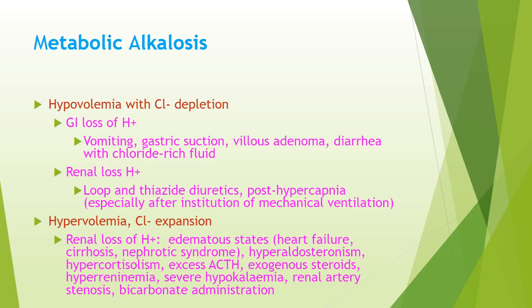And another thing is hypervolemia with chloride expansion. Chloride expansion in renal loss of hydrogen ions can be seen. Edematous status like heart failure, cirrhosis, nephrotic syndrome, hyperaldosteronism, hypercortisolism, excess ACTH, exogenous steroid, hypercalcemia, severe hypokalemia, renal artery stenosis, bicarbonate administration. In such cases, we can see the metabolic alkalosis.